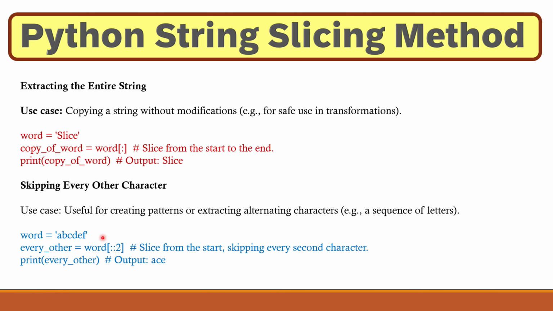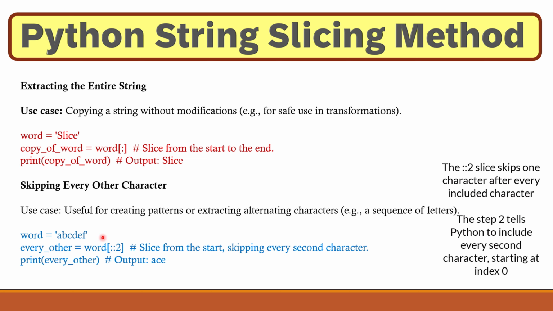The next one is skipping every other character. So we could do this. It's useful for creating patterns or extracting alternating characters, for example, a sequence of letters. So we have the word A, B, C, D, E, F.